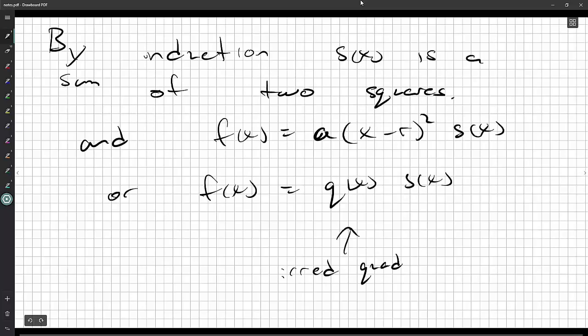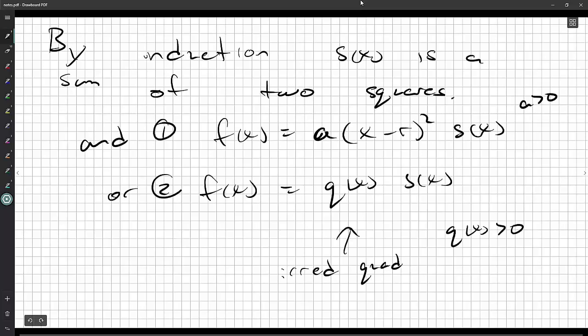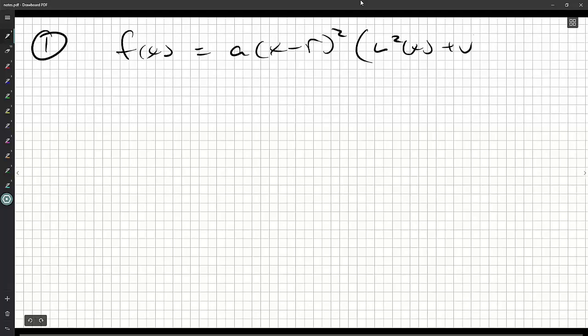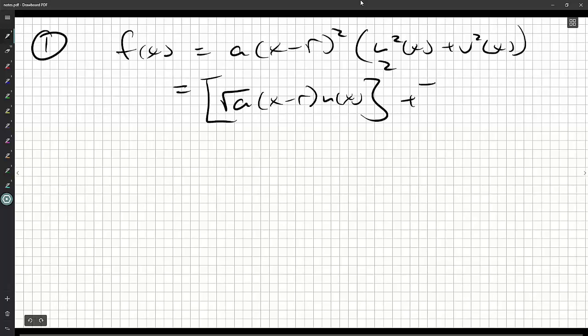So, a greater than 0, and q of x always greater than 0. All right, we're closing in here. I might call this case 1, case 2. So for case 1, f of x is equal to a, x minus r, x, and we can say this is u squared plus v squared. And so this is root a, x minus r, u v squared, and then root a, and v of x squared.